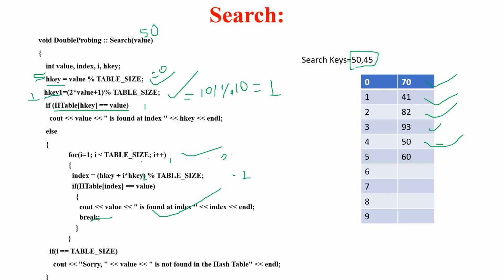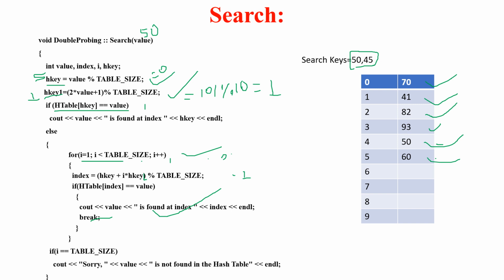Then go check the fifth index. Is the hash table's fifth index equal to 45? No, this is not there. Then come to the else part. i is now 1. Then calculate the index. The h1 value is 5. 5 plus i, which is 1, into h2 value, which is also 1.